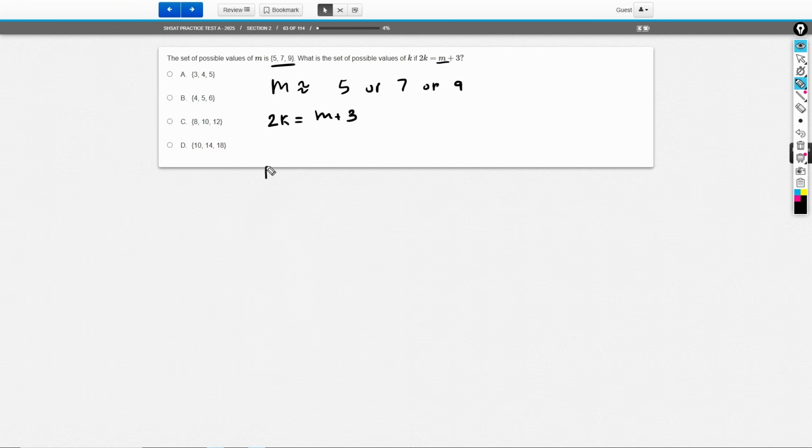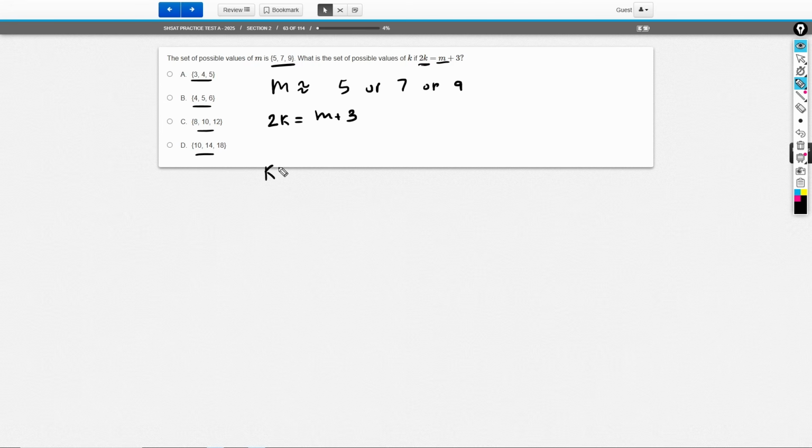Now they want us to find what k could equal, right? And I say could equal because it depends on whatever m is, which is why there are multiple numbers in each answer choice, right? Because technically the value of k depends on whatever m is. M has 3 different values that it could be, which means that k has 3 different values that it could be. Remember that this equation gives you the value of 2k.